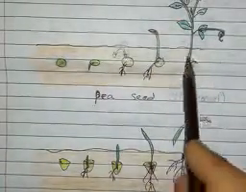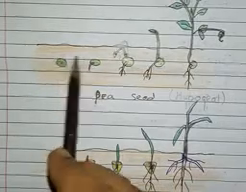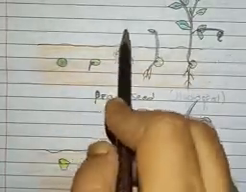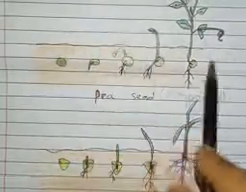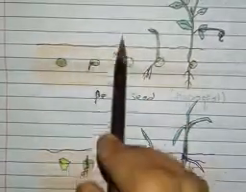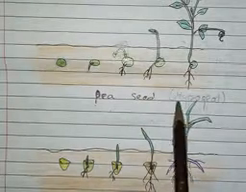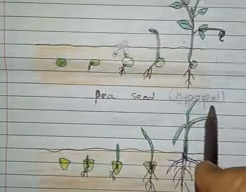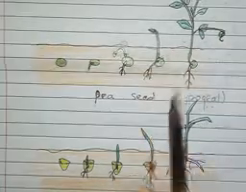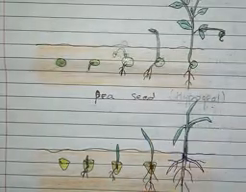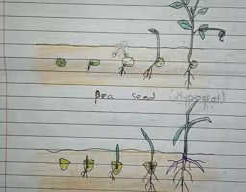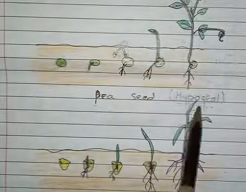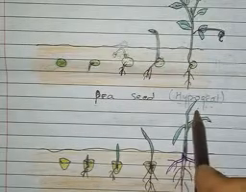So here what we are seeing is that the cotyledon at no stage comes above the soil. This type of germination, in which the cotyledon does not come above the soil, is called hypogeal germination. And which part elongates in hypogeal germination? It is the epicotyl which elongates.